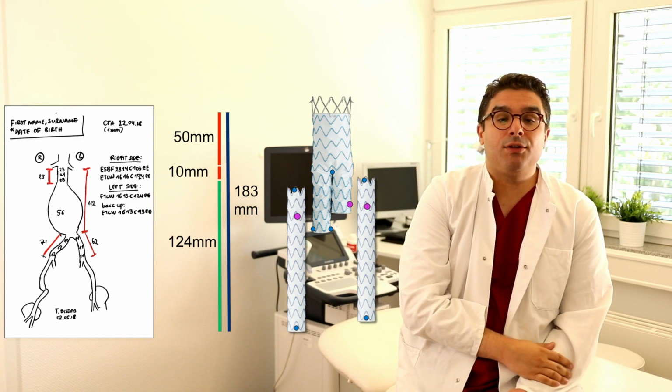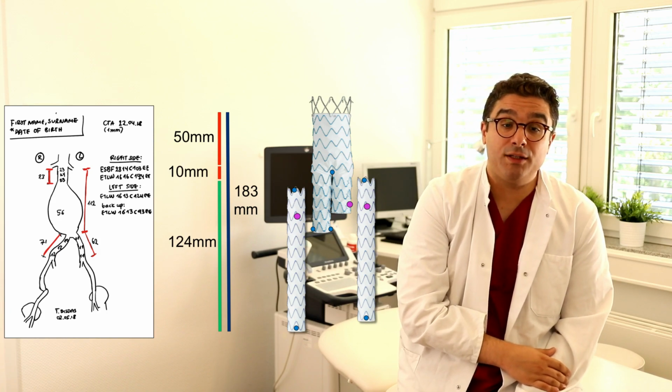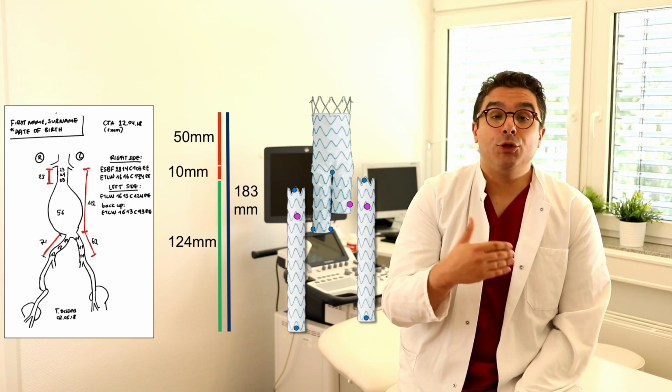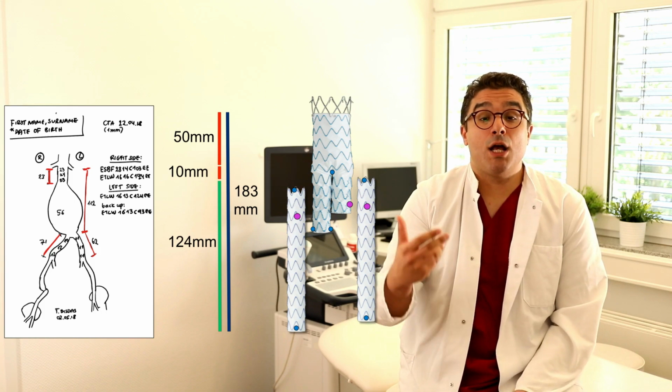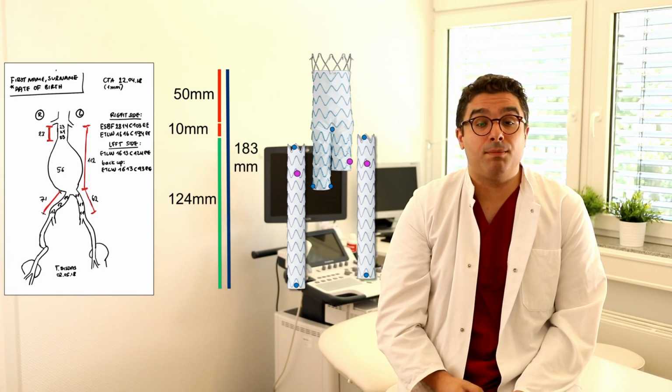The appropriate Endurance limbs for this case should be again the 124 millimeter. Due to the fact that the distance is longer than the length of your limb, you can start with the deployment after the first stent.